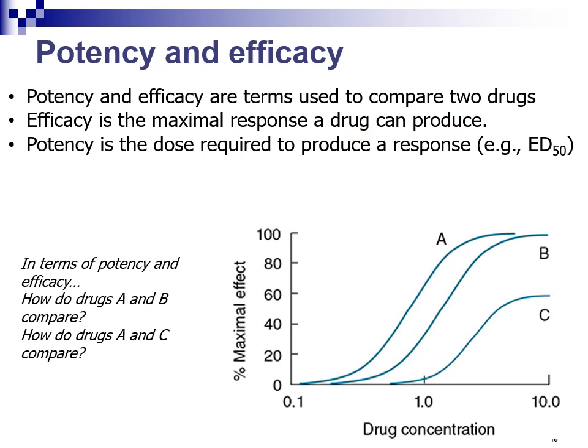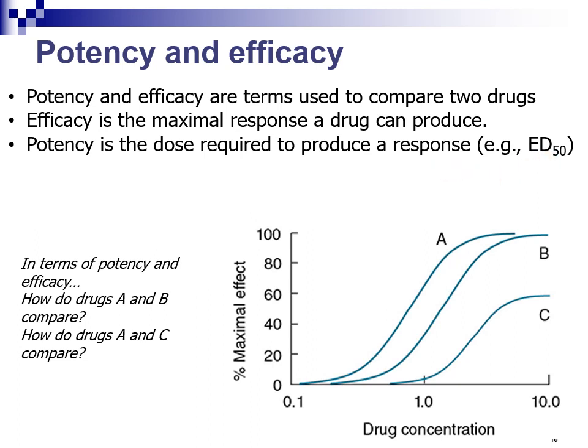For example, compare morphine, say, to aspirin in terms of pain relief. Clearly, the morphine has a much stronger effect. That would be more efficacious at any dose. No, you cannot give enough aspirin to reach the efficacy, or the maximum effect, that morphine does. Now, potency is the dose required to produce a particular effect, such as the effective dose 50, ED50.